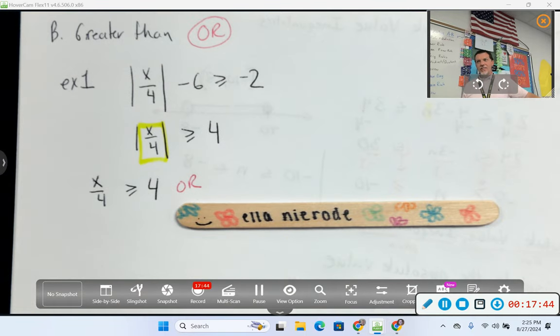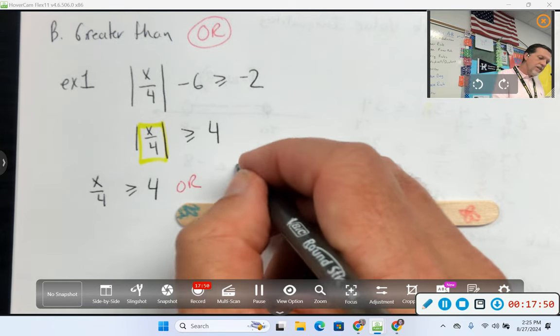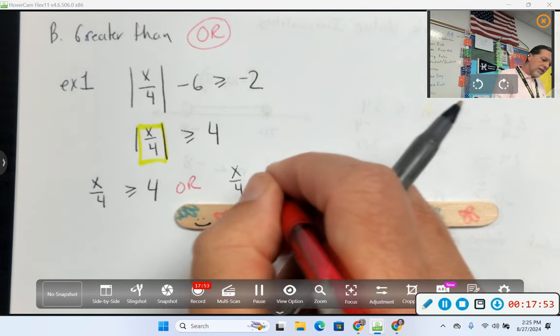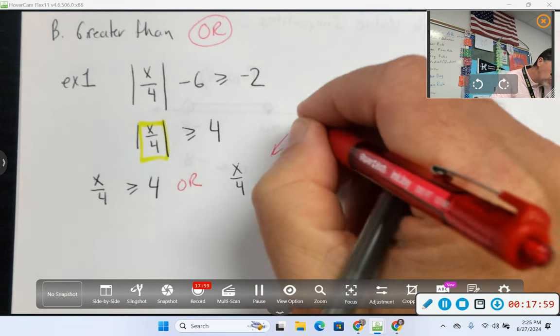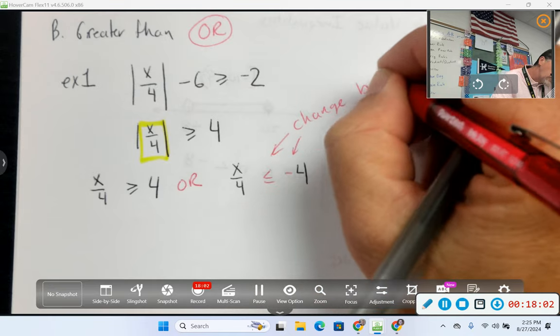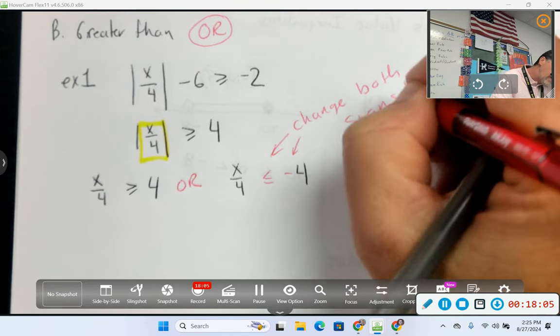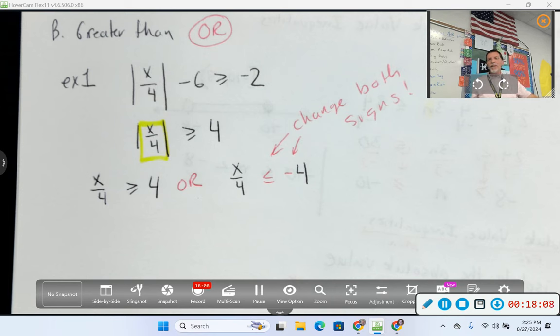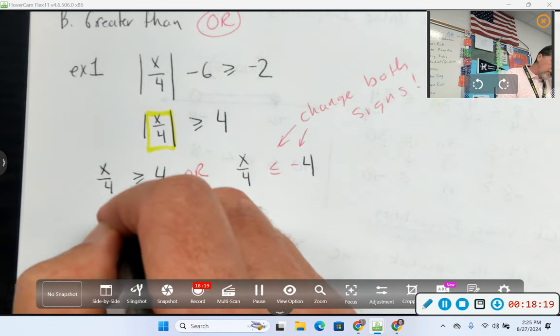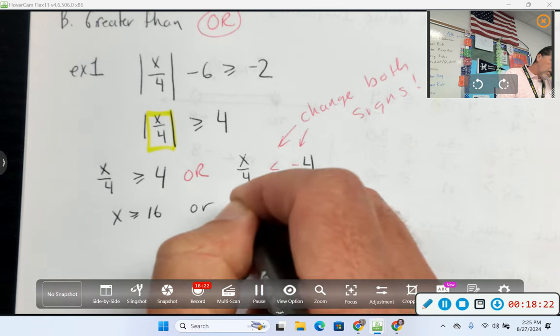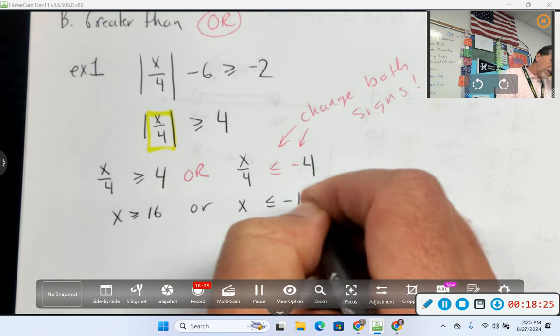Ella, what do you think the other inequality is? Follow the pattern we did already. Yep. I'm going to write it one more time. Change both signs. I bet I have to write that 15 times on the test. Not on any one test, but 15 people will get that message on the test because they'll mess something up in there. Okay, well now I've got two easier ones to solve. So x greater than or equal to 16, or x less than or equal to negative 16.